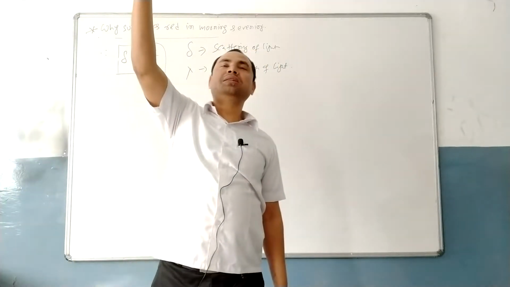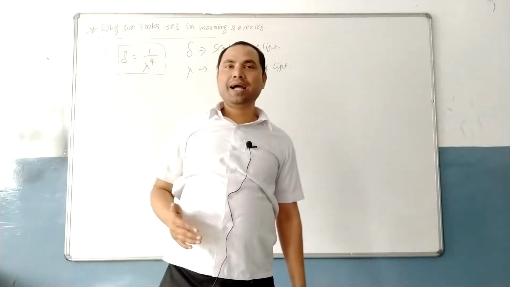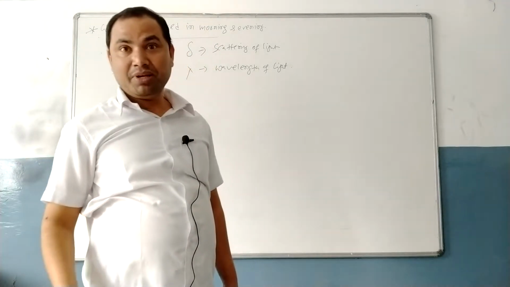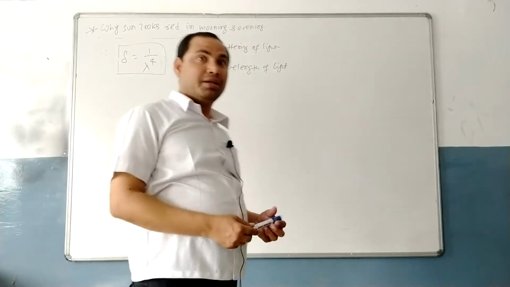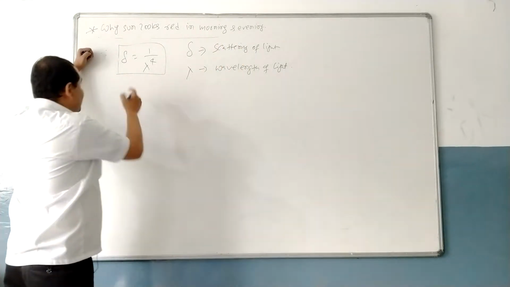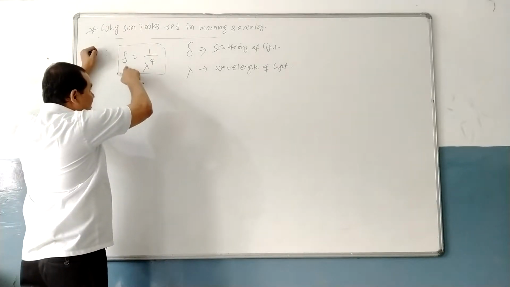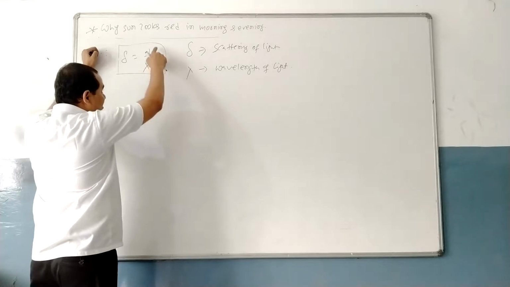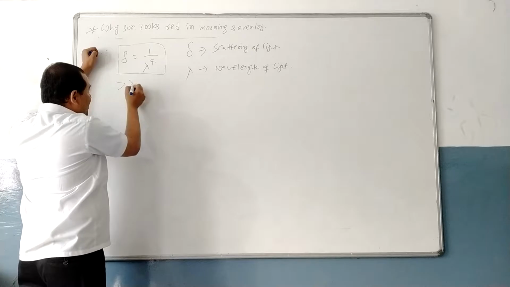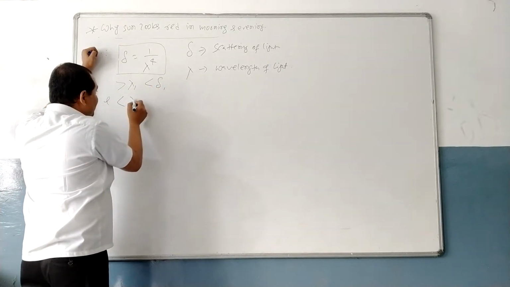When all 7 colors come from the sun to the earth and reach the atmosphere, the colors which have very low wavelength are scattered in the atmosphere. Scattering of light is inversely proportional to the fourth power of the wavelength. It means the greater the wavelength, the lesser the deviation, and the lesser the wavelength, the greater the deviation.